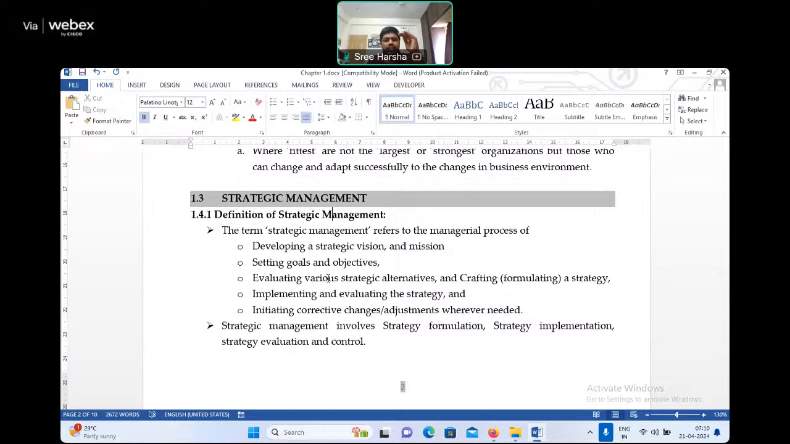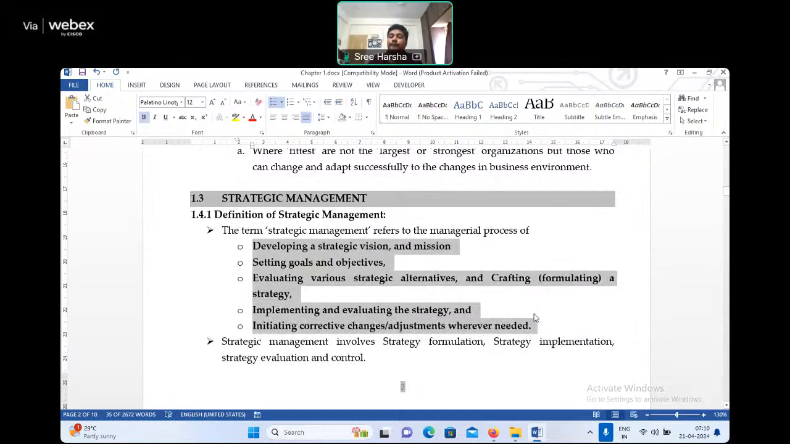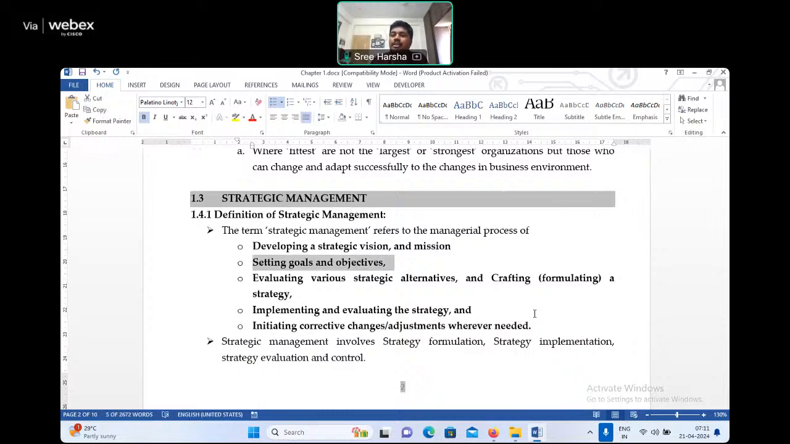However, technically, strategic management has 5 steps. Mainly, these are the 5 steps which are there as a part of strategic management. First step is developing strategic vision and mission. We will understand what is vision, what is mission, and all these things subsequently in the same chapter. During that time, we will clearly explain what is vision and mission. But for now, you can understand the first step in strategic management is nothing but developing strategic vision and mission. From there, we need to derive goals and objectives, and various strategic alternatives or strategies need to be formulated.